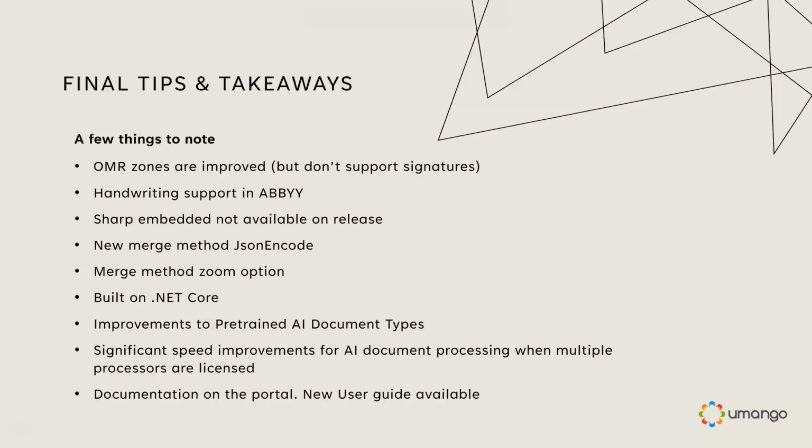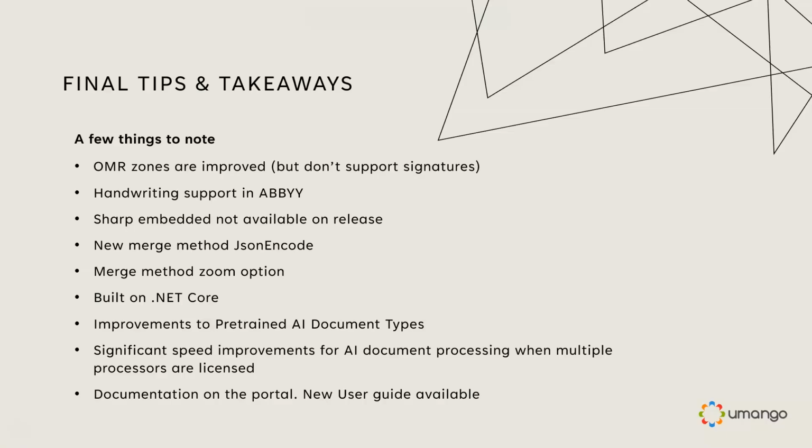So there's a very significant speed improvement there for AI document processing, where you've licensed multiple processors. And that's a carryover. So that's not just for licenses that are purchased in 25. If you've got a Umango 23 license that's using multiple concurrent processors, they will just get the benefits when they move to Umango 25, which is awesome.